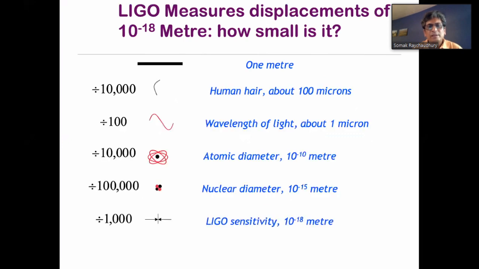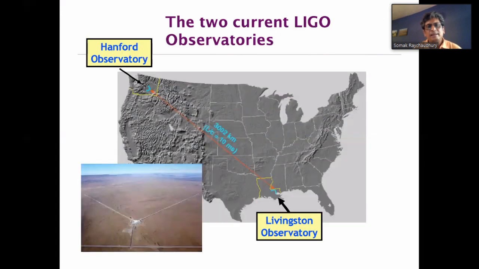How small is 10 to the minus 18 meters? If you look at progressively going from a meter down to a human hair to a wavelength of light, you can see that it is 1,000 times smaller than the diameter of a nucleus, and it is a marvel of physics that one has been able to actually detect deformations of the path of the laser light between the two mirrors by that amount in the LIGO instruments that now exist across the US in two places.